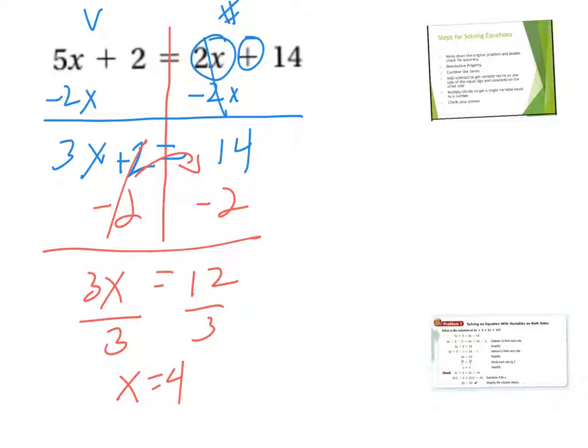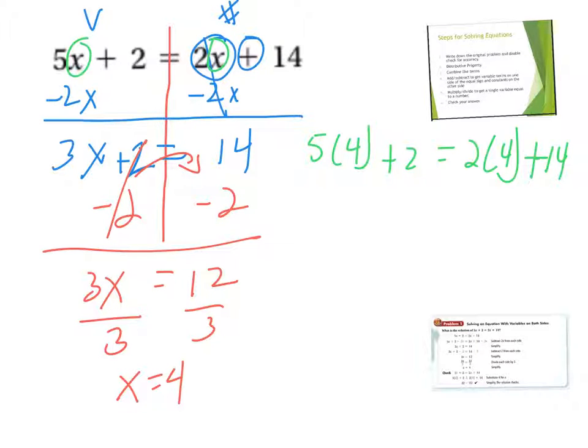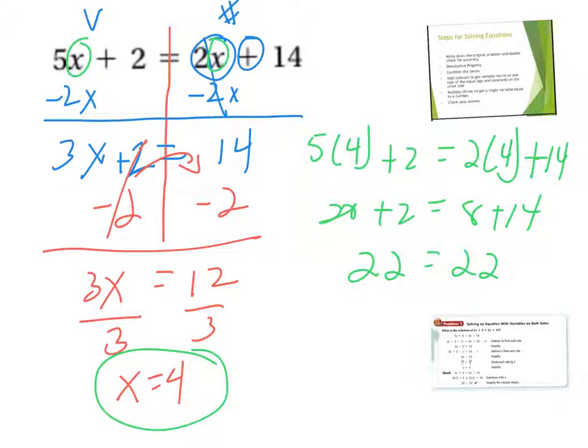Now the check remains exactly the same. I take and plug my answer, 4, everywhere I see x. So I'm going to have 5 times 4 plus 2 equals 2 times 4 plus 14. On the left side, this is 20 plus 2. On this side, it's 8 plus 14. Well, 20 plus 2 is 22. 14 plus 8 is also 22. So my answer of 4 was correct, and my check proved it.